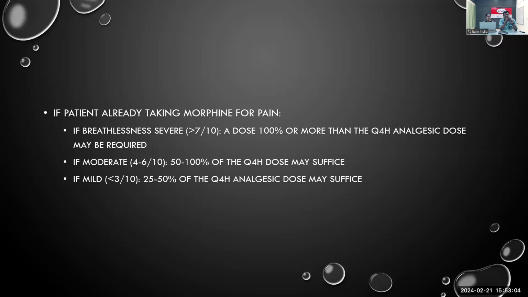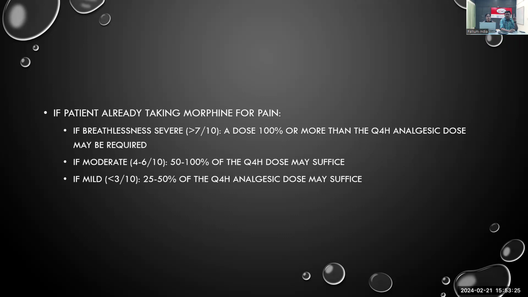The scoring system, I think you have been taught about it in pain management. It is to assess the severity. It's a numerical rating scale that the patient can express. So what you ask is how severe it is. If the patient describes breathlessness as severe, a score of more than 7 out of 10, 7, 8, 9, or 10, then what is required is, suppose the patient is taking 10 milligram of morphine 4th hourly.